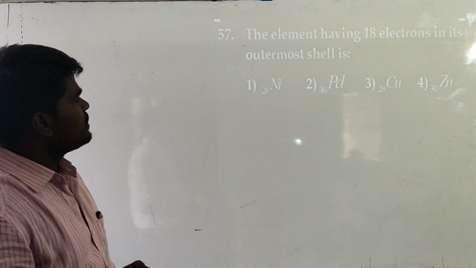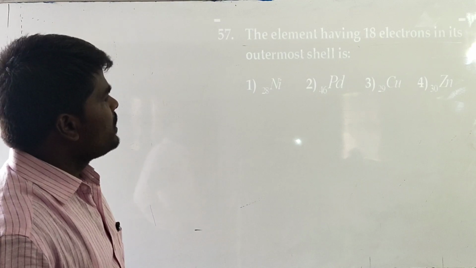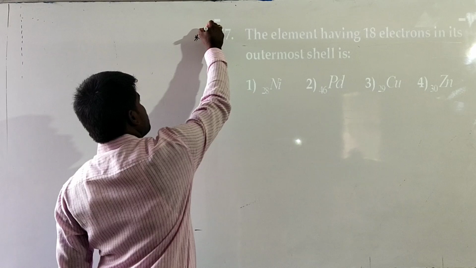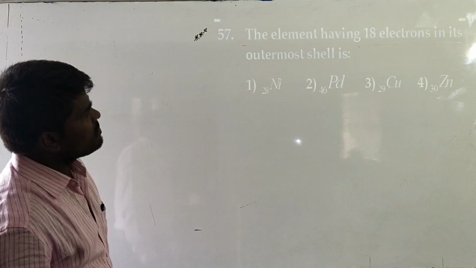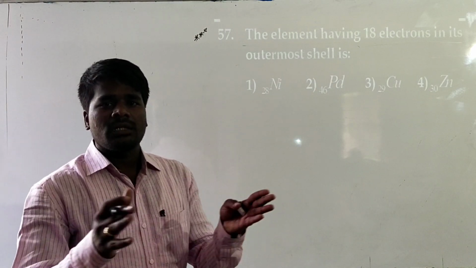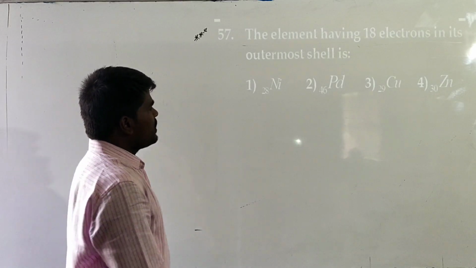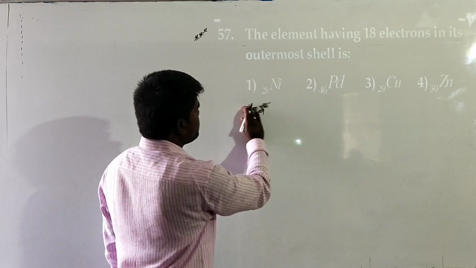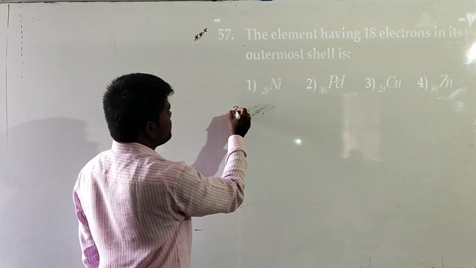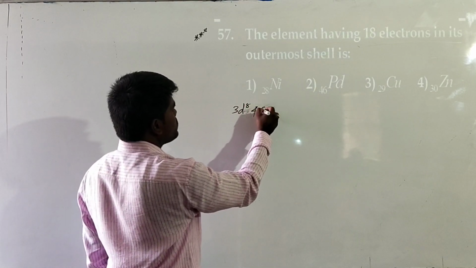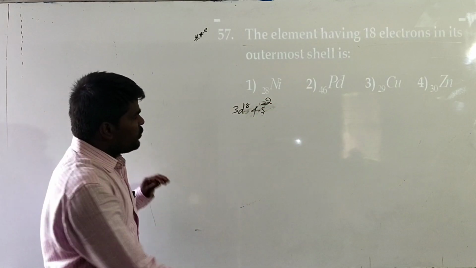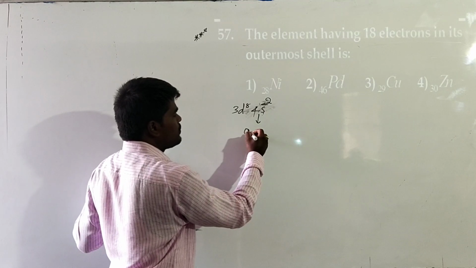Let's move to the next question. Which element has 18 electrons in its outermost shell? This is an important question. Let us see the valence electronic configuration. Nickel is 3d8 4s2. What is the valence shell here? The fourth shell is the outermost shell.